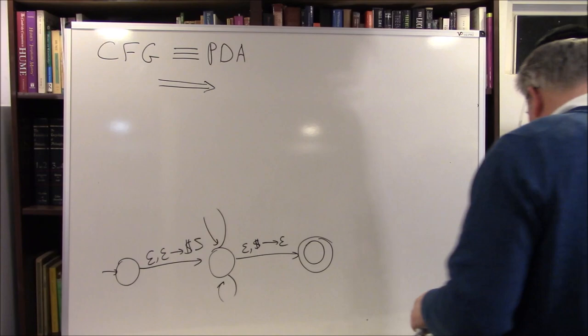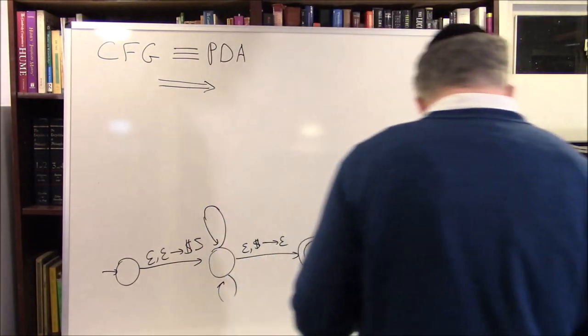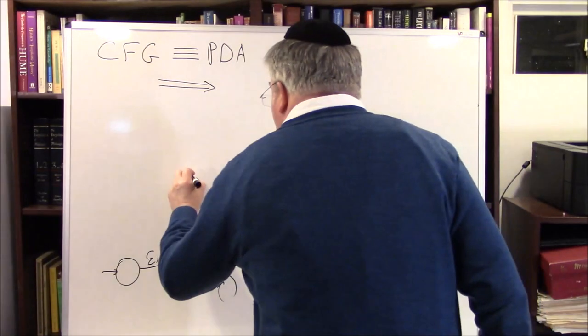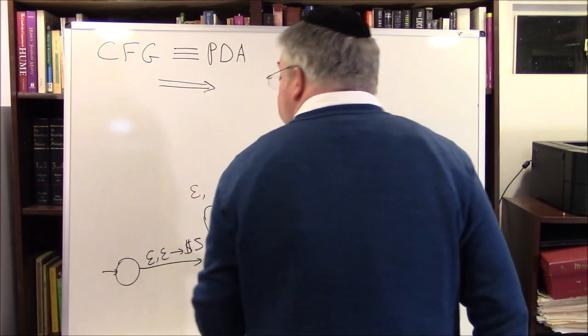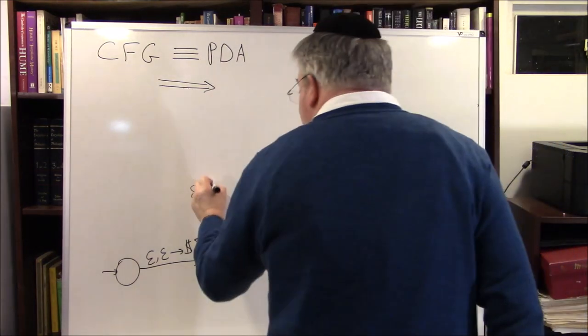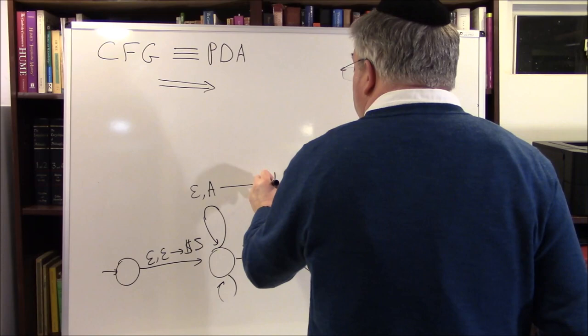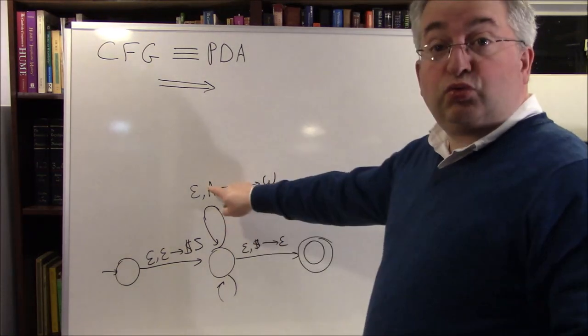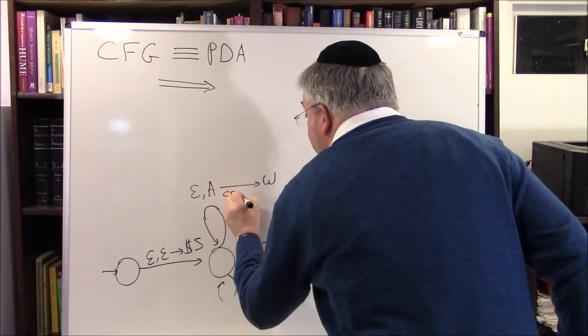Then we have two things. Here we put down the rules. Basically, all the rules of context-free grammars are the following thing: don't read anything, but if you have a variable A, put down a word, where the word is your rule. This is a context-free grammar rule.